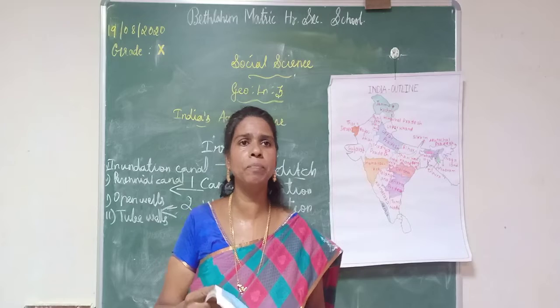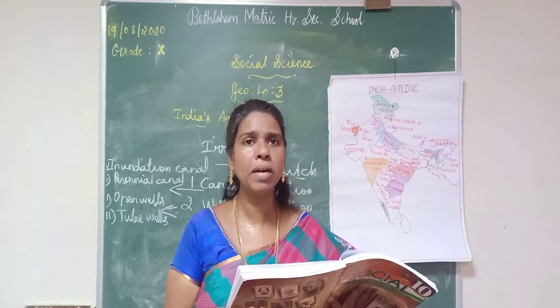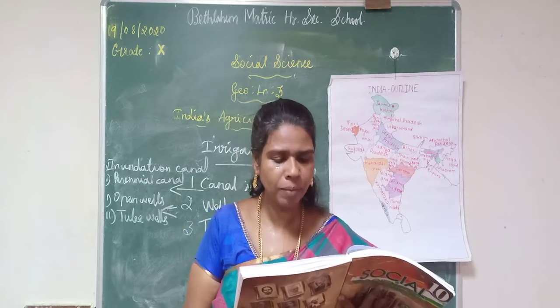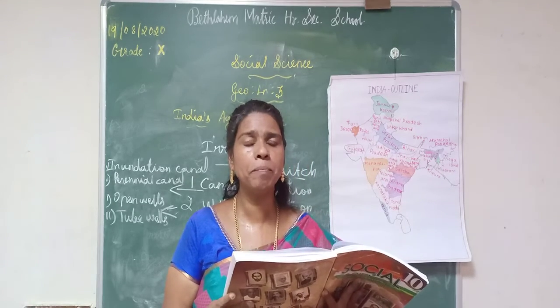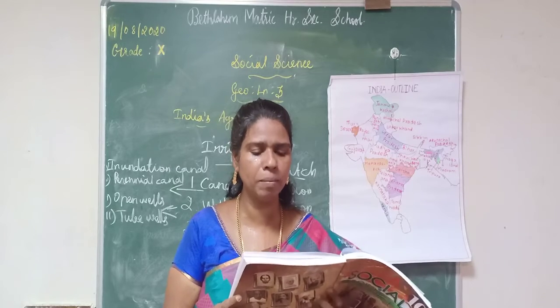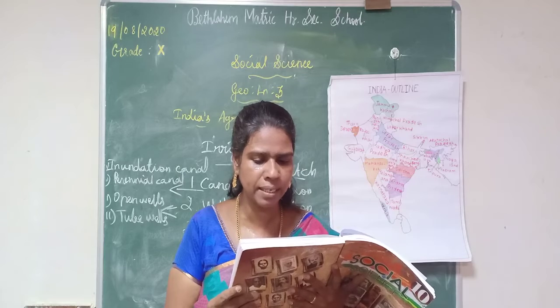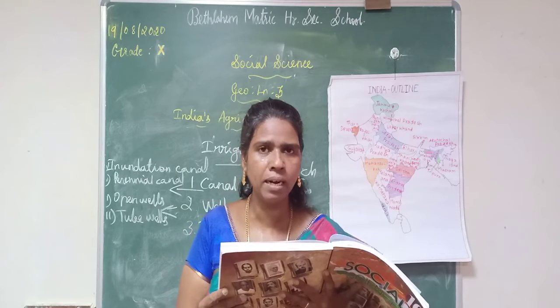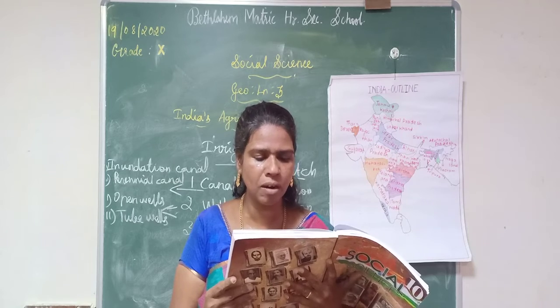Page number 157. There is one tablet column, one box. From there, in the second paragraph, you frame the question: what are the main problems in Indian soil? They are given. The first one is soil erosion, second is degradation of soil, third is waterlogging, fourth is saline and alkaline soil, fifth is salt flat.